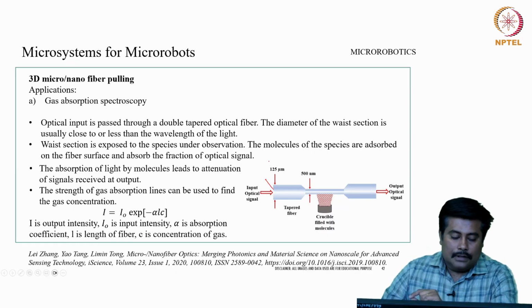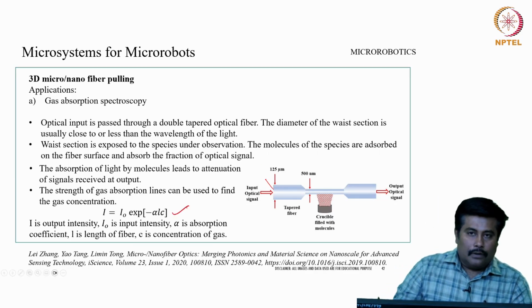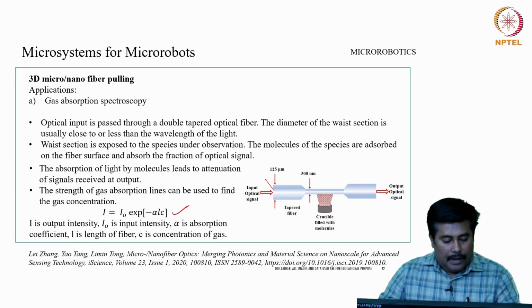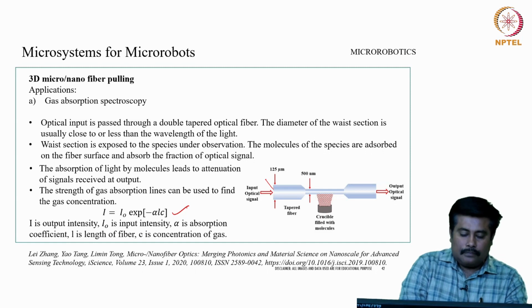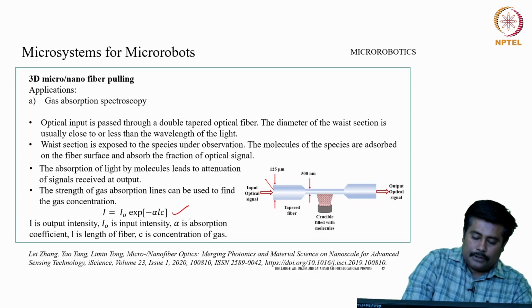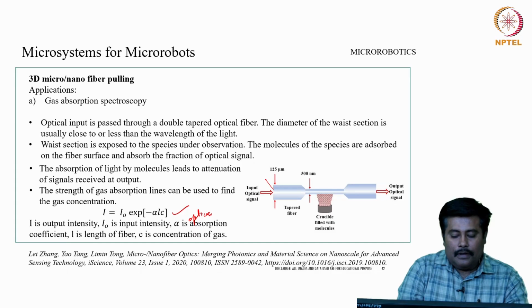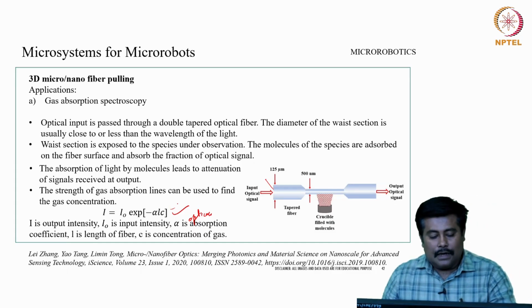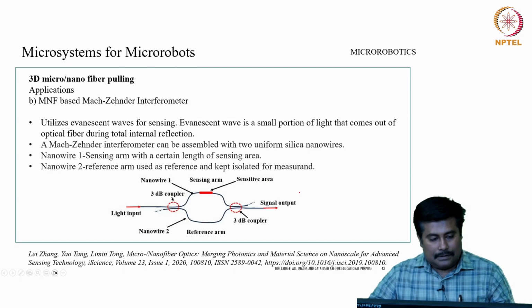So, ideally the strength of the gas absorption lines can be used to find the gas concentration, that is, I equals I naught exp minus alpha LC. Here, I is the output intensity, I naught is the input intensity, alpha is the optical absorption coefficient, L is the length of the fiber, and C is the concentration of the gas. So, ideally this acts as a generalized equation to investigate the overall gas concentration in the system.